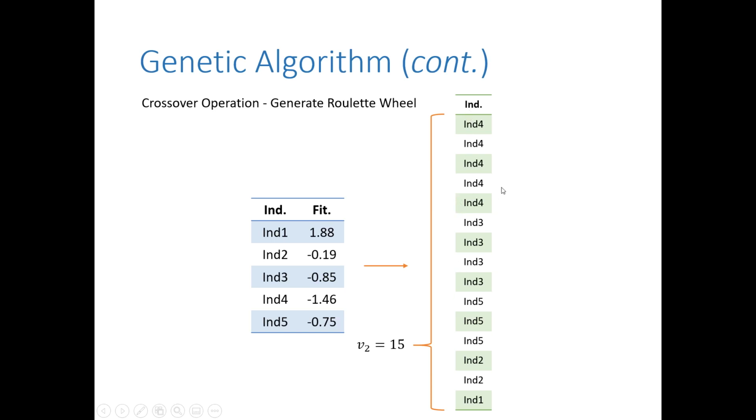So now if I ask you to close your eyes and select one individual, the probability or the chances of you selecting a fit individual is higher than the probability of selecting a less fit individual.